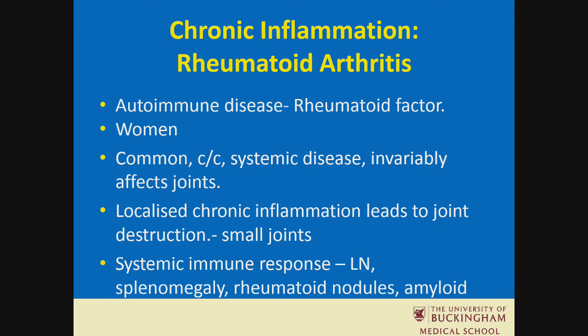And it can be systemic, it can involve lymph nodes. Usually there is a lymphadenopathy, splenomegaly, and rheumatoid nodules can occur on the skin, subcutaneous tissue, and in the lung. It can produce chronic rheumatoid arthritis, and it can produce amyloidosis.